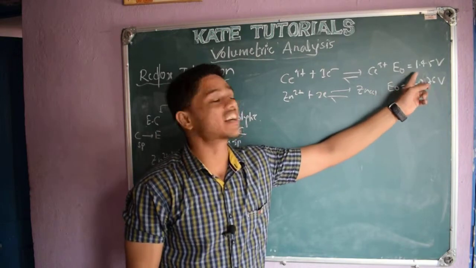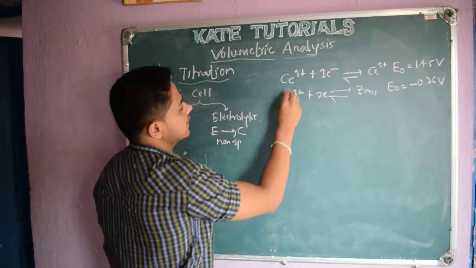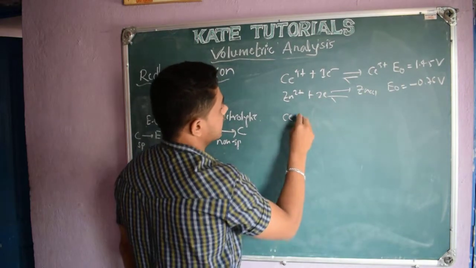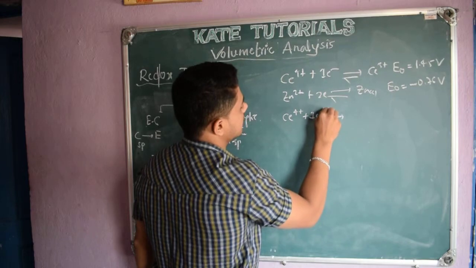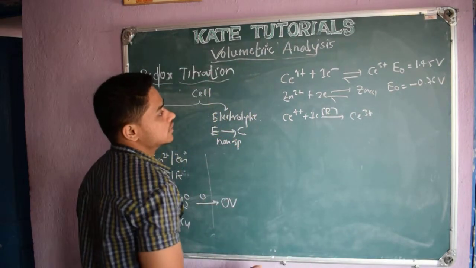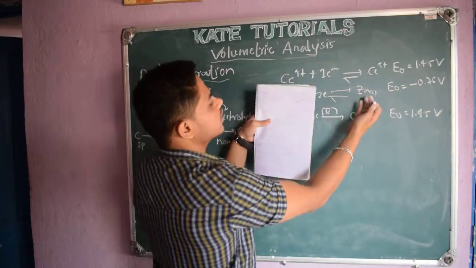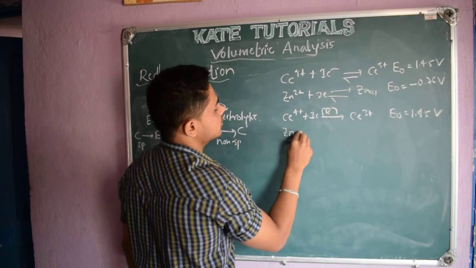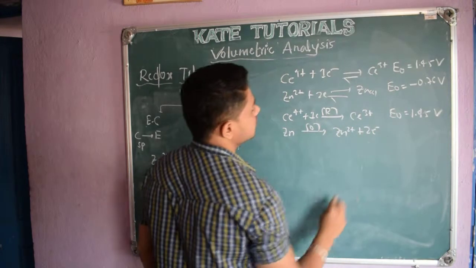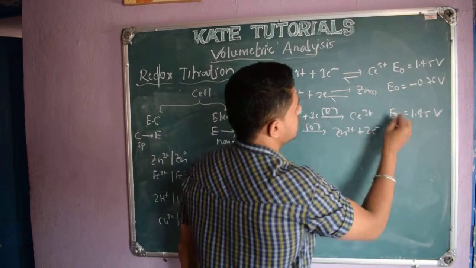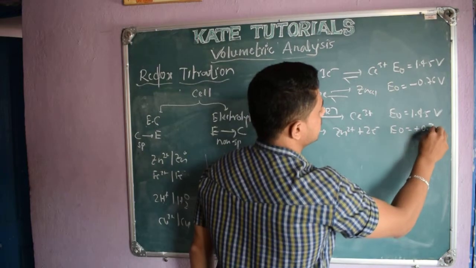See here, this is also reduction, this is also reduction, and I told that the one having the higher reduction potential will undergo reduction. So if these two half cells are combined, this one will undergo reduction, because its reduction potential is greater, 1.45, whereas this is negative 0.76. So Ce4+ gets 1 electron, undergoes reduction to form Ce3+, right? Its E0 is 1.45 volt, whereas the zinc will undergo oxidation. For oxidation I need to reverse it: from lower oxidation state Zn0 it converts to Zn2+ plus 2 electrons, right? Since I reversed it, the minus becomes plus, so its E0 is plus 0.76 volt.